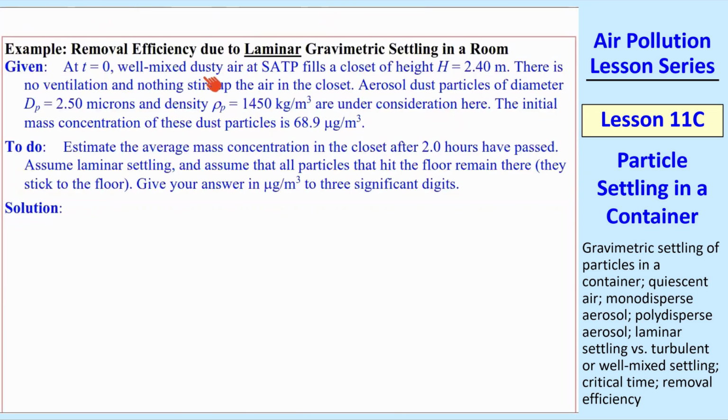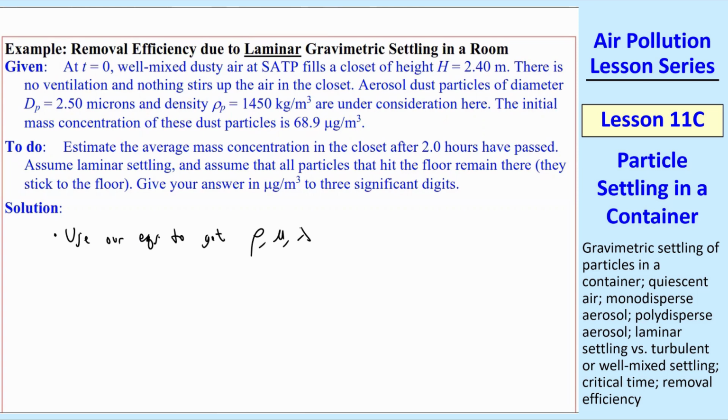At time t equals 0, we have well-mixed dusty air at SATP in a closet. The height of the closet is 2.4 meters. There's no ventilation, nothing stirs up the air, so it's quiescent air. Dust particles of diameter 2.5 microns, given density, are under consideration. The initial mass concentration is 68.9 microgram per meter cubed, and we want to estimate the average mass concentration after 2 hours have passed. We're going to assume laminar settling, and assume that all particles that hit the floor remain there, they stick to the floor. We want our answer in microgram per cubic meter.